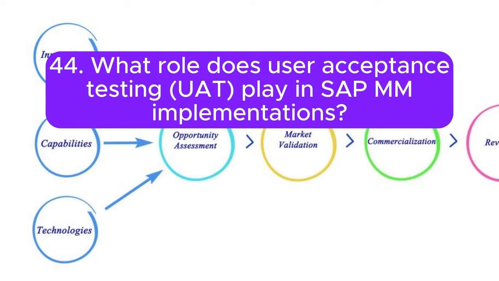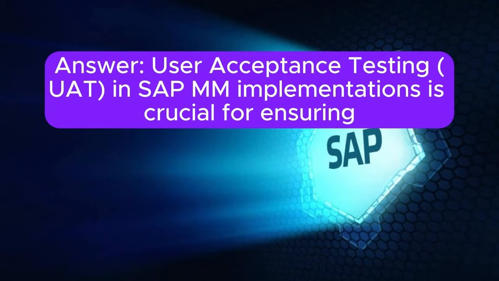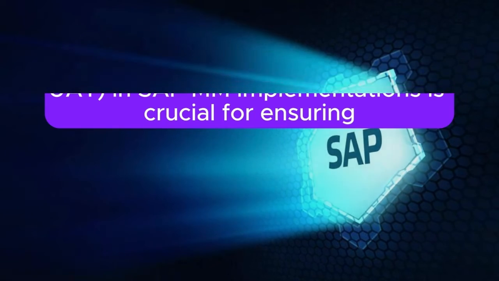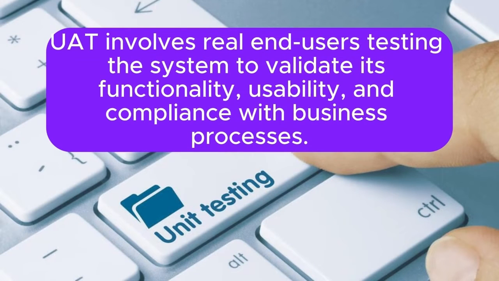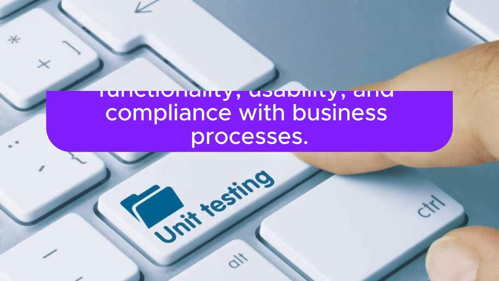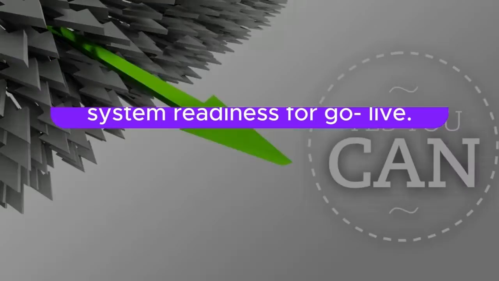44. What role does user acceptance testing (UAT) play in SAP MM implementations? Answer. User acceptance testing in SAP MM implementations is crucial for ensuring that the system meets business requirements and is user-friendly. UAT involves real end users testing the system to validate its functionality, usability, and compliance with business processes. This testing phase is critical for gaining user buy-in and confirming system readiness for go-live.